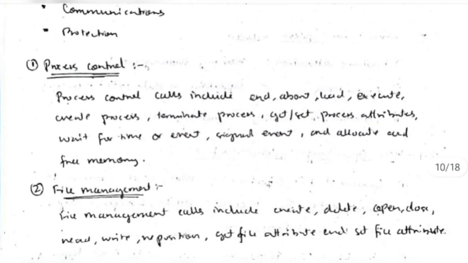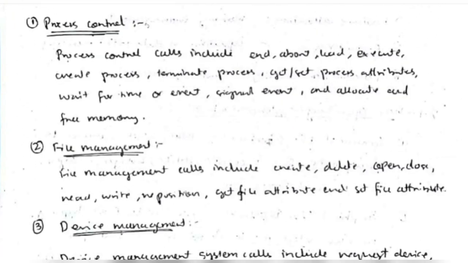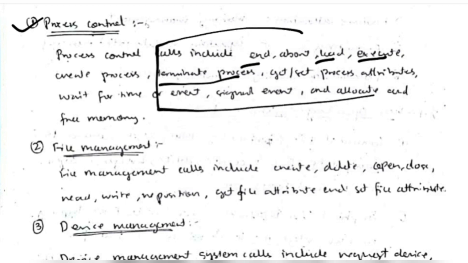Let's look at them one by one. First one is process control. In process control, we may have to end a program, or load a program, execute a program, and terminate the process. Such events are carried out by process control. Okay, for carrying out those events, we are using the process control system call.